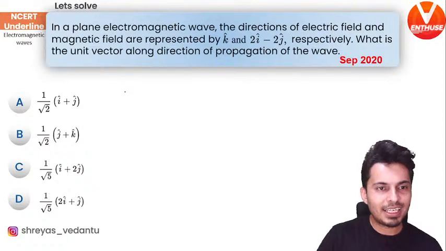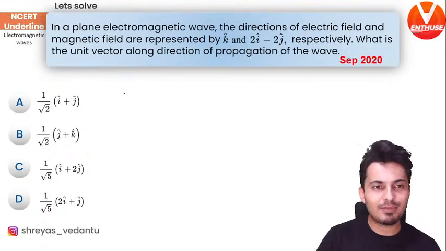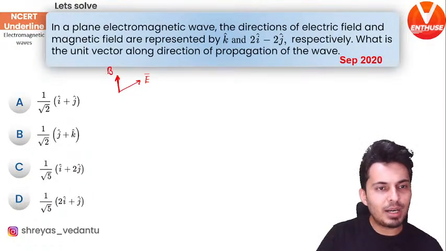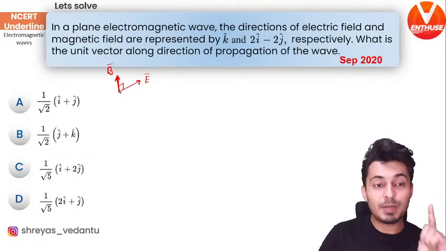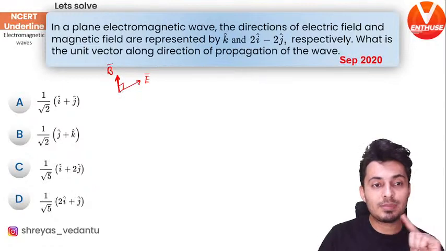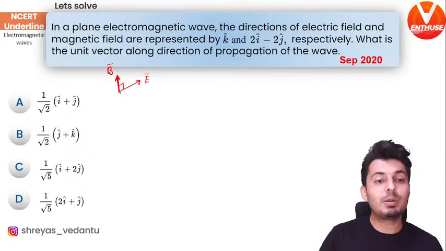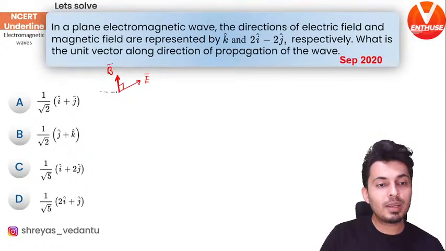If this is the electric field and if this is the magnetic field, there is only one particular way the speed of light can be. Guess what? The direction of propagation is always perpendicular to E as well as B, but which direction will it be perpendicular? Because you have both ways where you can drop a perpendicular. The answer is always go via the E cross B direction.